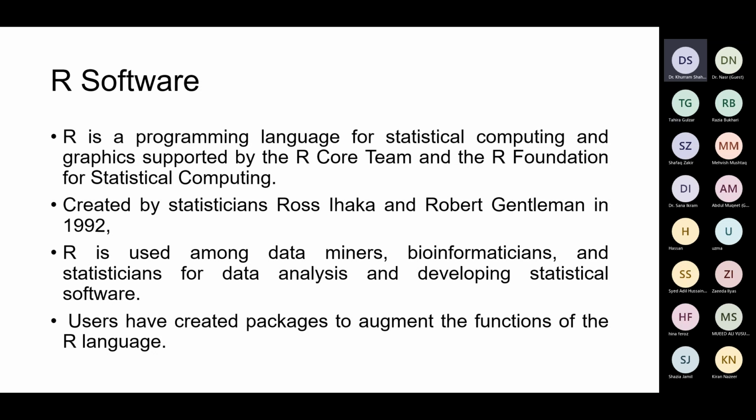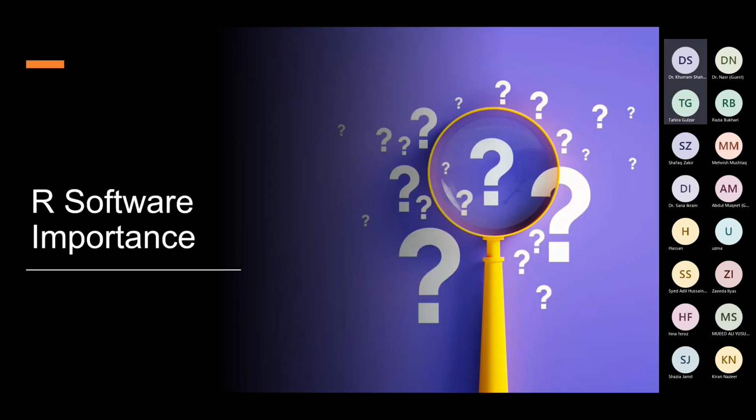R is used by data scientists, bioinformaticians, and statisticians for data analysis and development. Basically, R was named after the initial letters of Ross and Robert. R is a statistical program, and we can understand our data, do statistical analysis, and make graphics.